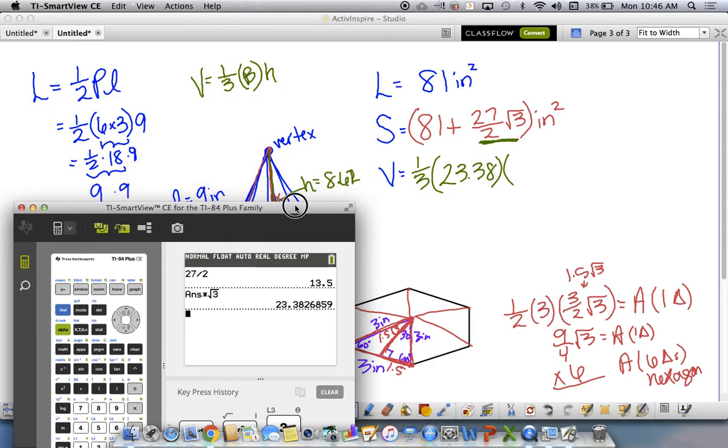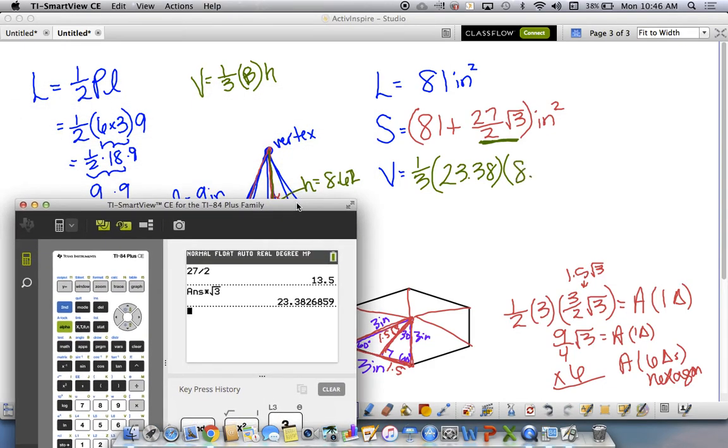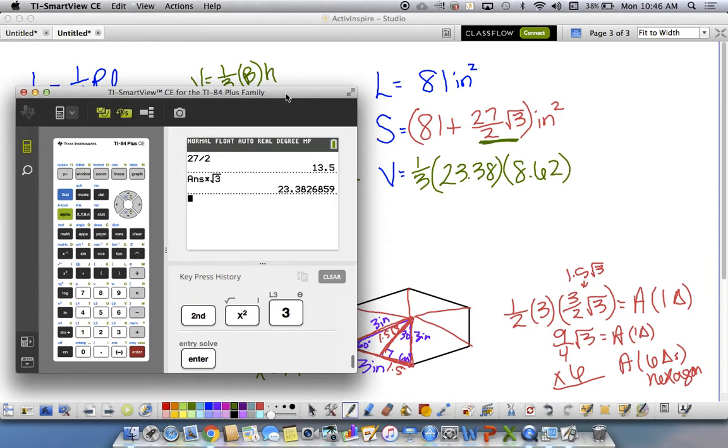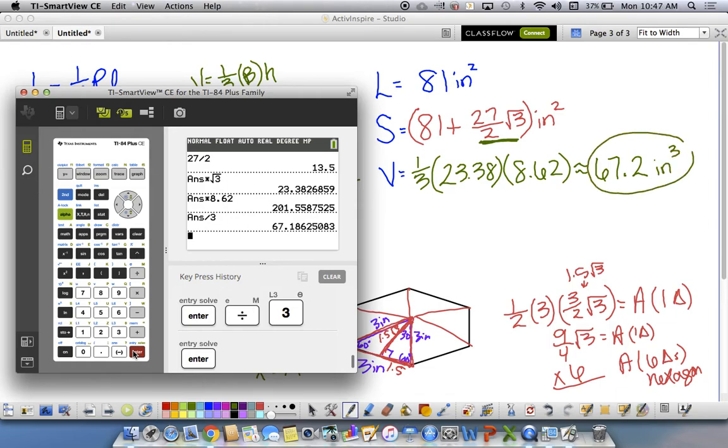What was my height again? 8.62. So here we go. Times 8.62 equals that divided by 3. It's 1/3. So my volume is approximately 67.2. What units do I have? Inches cubed.